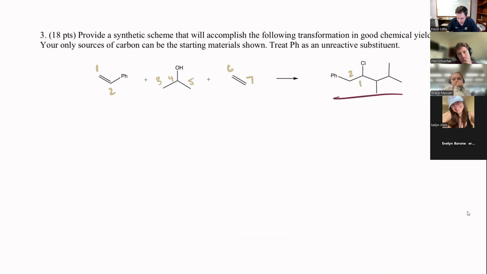So where do 6 and 7 have to go? Right next to where the one carbon is. And then that leaves what for 3, 4, 5? 3, 4 being in the middle. Yeah, 4 has to be in the middle.